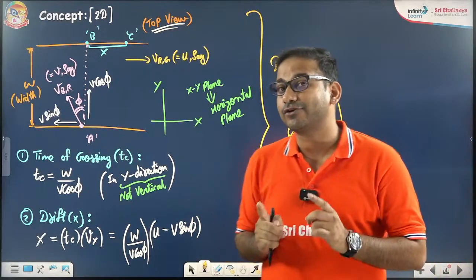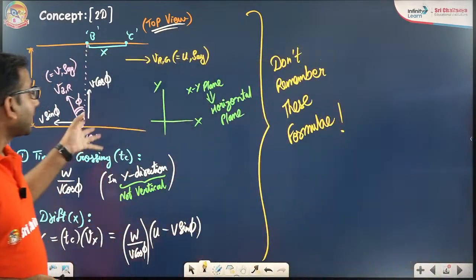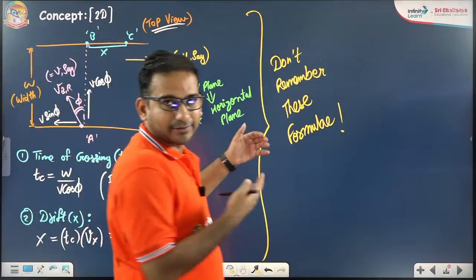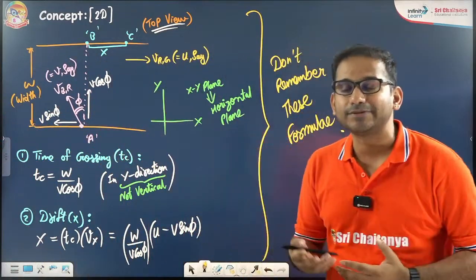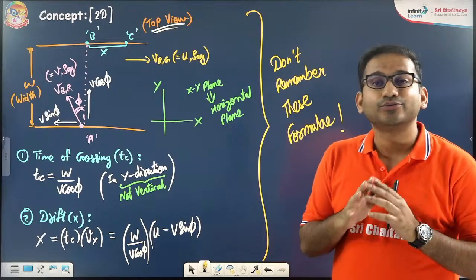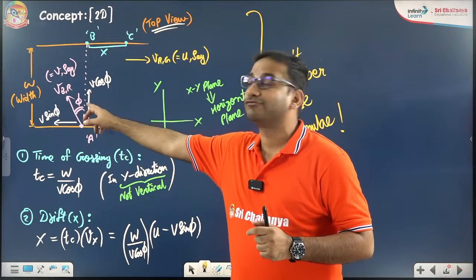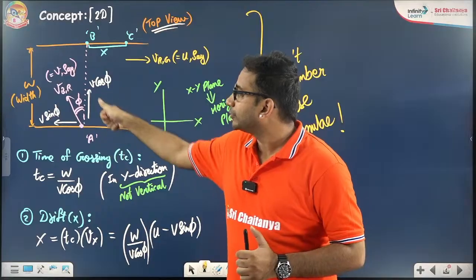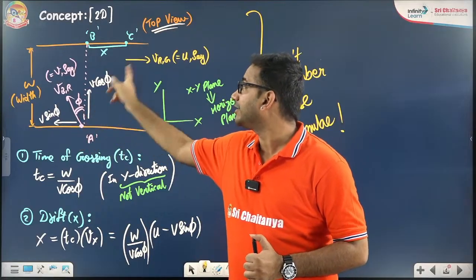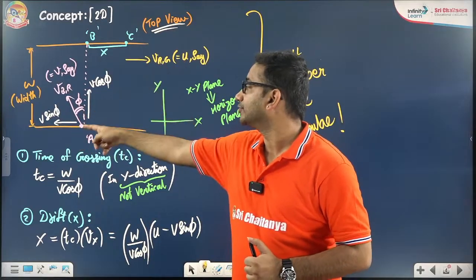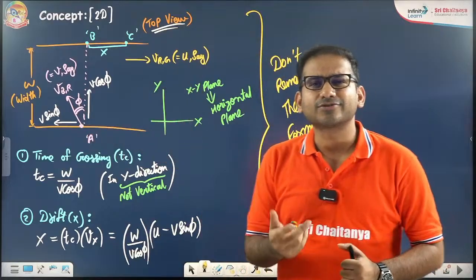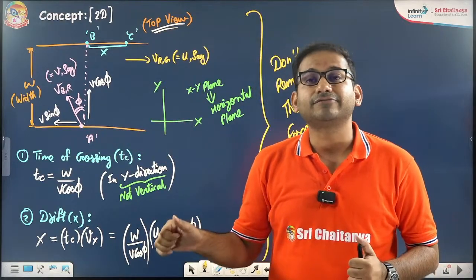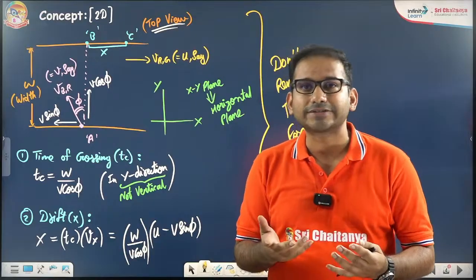I repeat, these formulas are not to be remembered. Try to feel it. And very soon, on the next slide, I'll be giving you a few examples where you will realize that you never know that this angle is made with what, or the boat's component of velocity is actually opposite to the u. This v sine phi is opposite to u. It's not necessary, no. Sometimes v sine phi can be supportive to u, obviously.